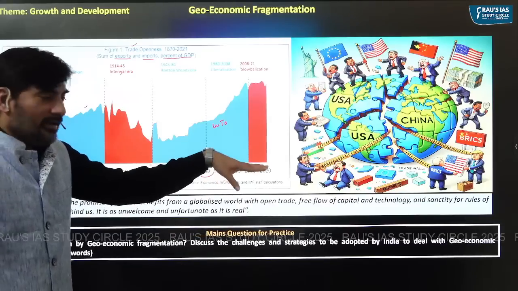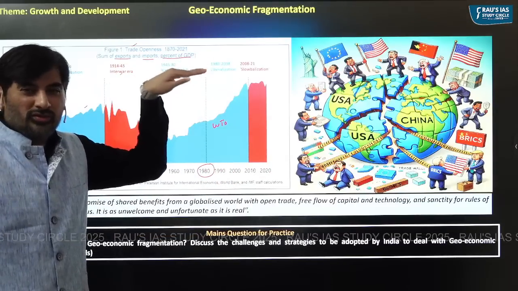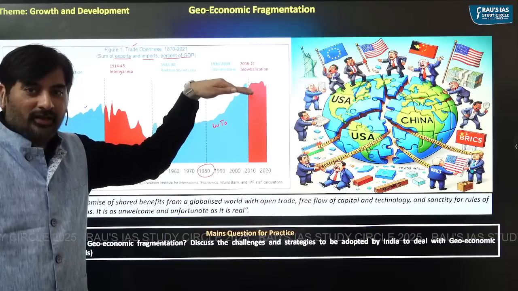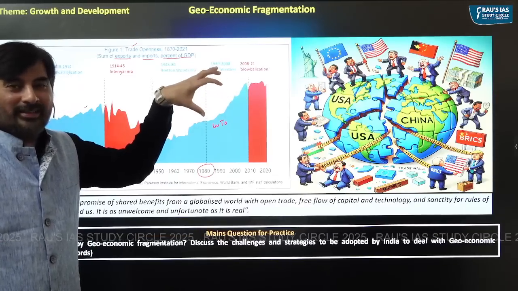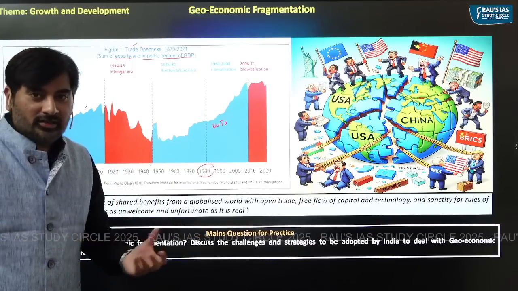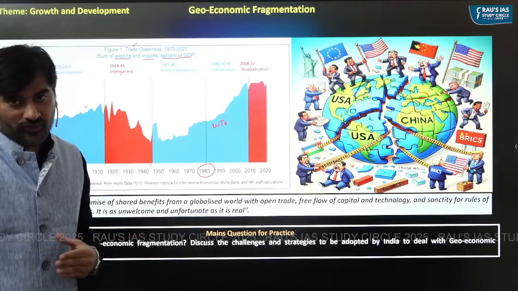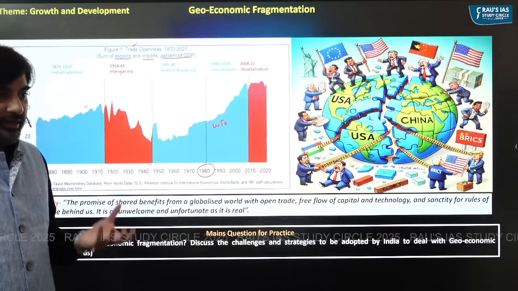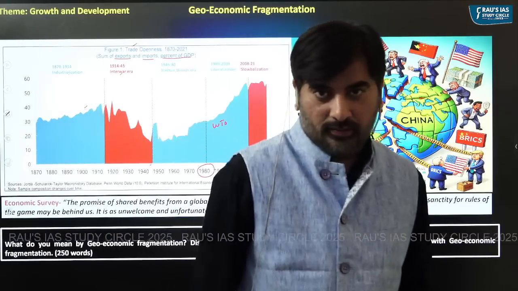But in the last decade or so, can you see there has been almost stagnation in the trade openness. This particular stagnation in trade openness means there are restrictions with respect to movement of imports and exports. So this is an example of geo-economic fragmentation.